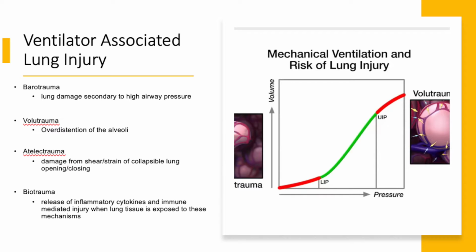Atelectatrauma is known as damage from the shear and strain of the collapsible lung constantly opening and closing, which oftentimes can lead to de-recruitment. Biotrauma is the release of inflammatory cytokines and the immune-mediated injury when the lung tissue is exposed to the following mechanisms.